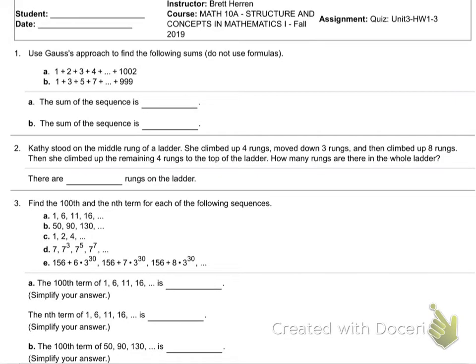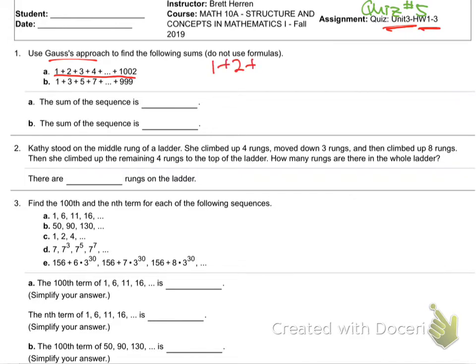Okay, so here we are on quiz number 5. And it's the first one on Unit 3, covering homeworks 1 through 3 on Unit 3. So first off, use Gauss's approach to find the sum of adding up the numbers 1 through 1002.